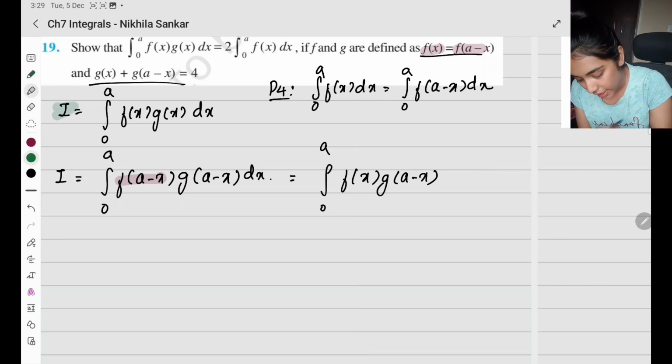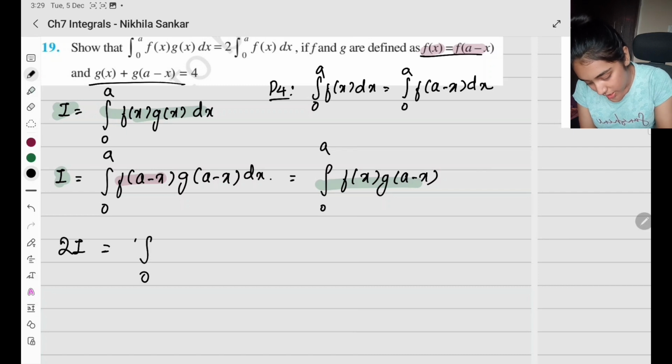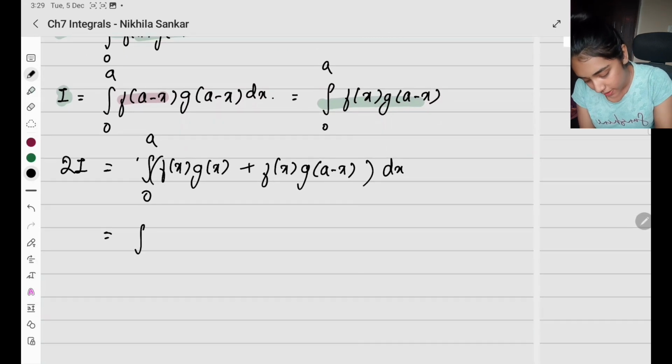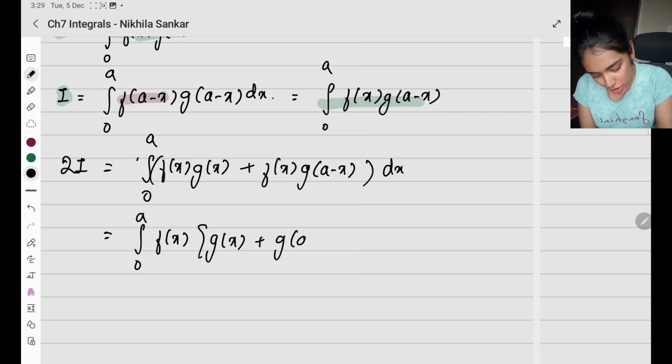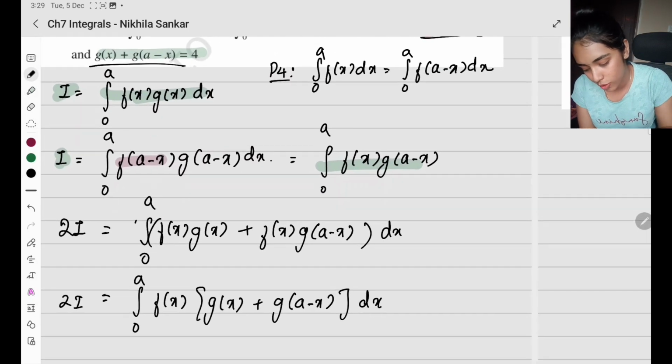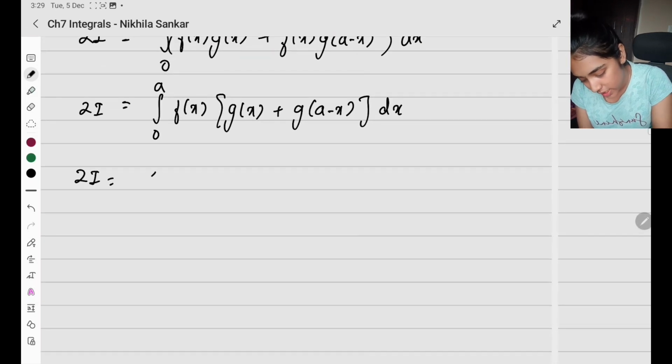Now I'm going to add I plus I equals this term plus this term. So LHS is going to be 2I equals on the right side what is there, 0 to a f of x g of x plus f of x g of a minus x times dx. Taking f of x common, 0 to a f of x times g of x plus g of a minus x times dx equals 2I. G of x plus g of a minus x from the question, it is going to be 4.